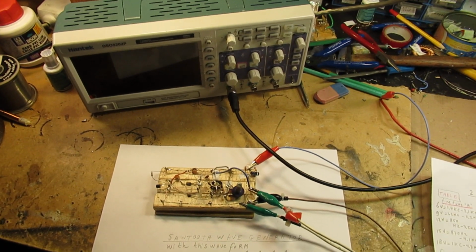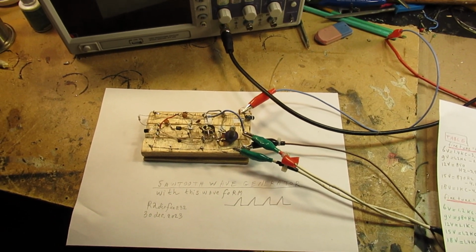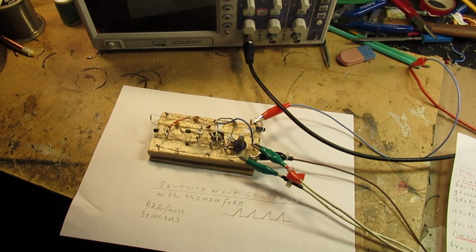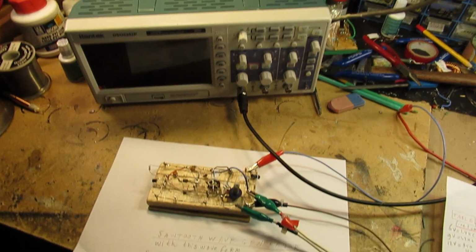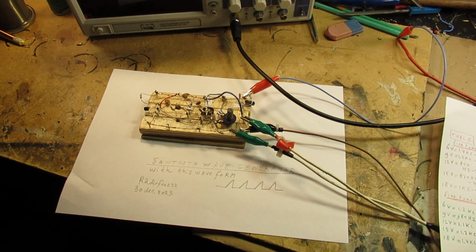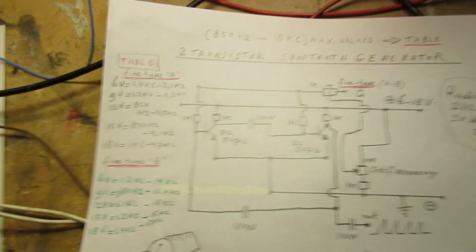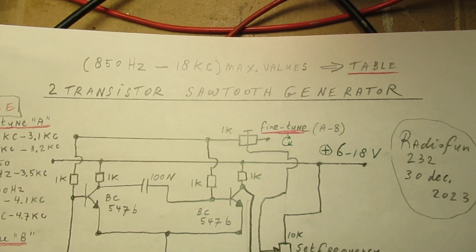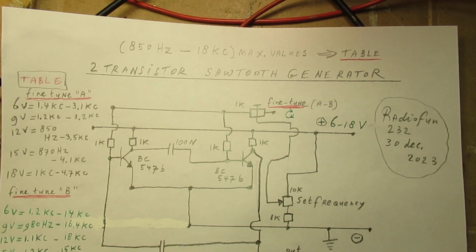I often thumb through all my old schematics in my archive. And that's also the reason why, when you have followed my channel, you have seen that circuit that I published yesterday or 2 days ago. And I found another circuit in my archive, and that is this 2-transistor sawtooth generator. I think it's an interesting circuit.